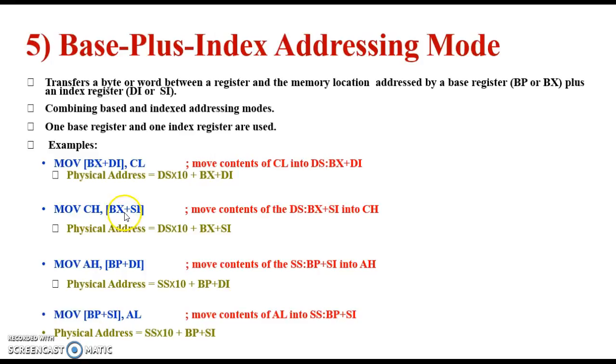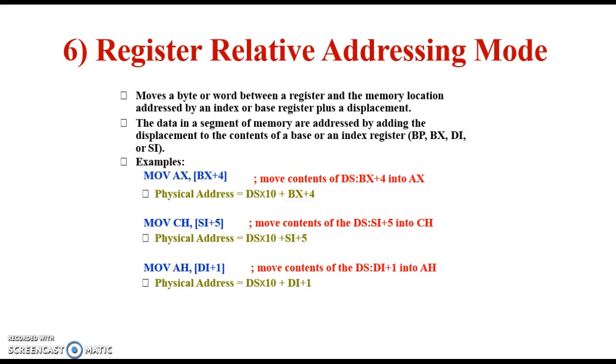Move CH, in bracket BX plus SI. Move AH comma in bracket BP plus DI. Move in bracket BP plus SI comma AL. These are the examples. In the last example, it moves the content of register AL into the SS colon BP plus SI memory location. The next addressing mode is register relative addressing mode.